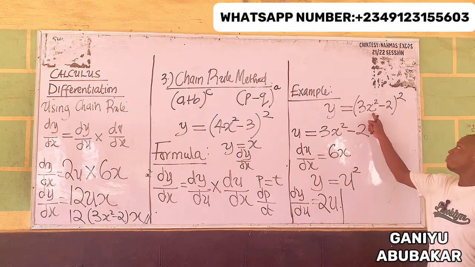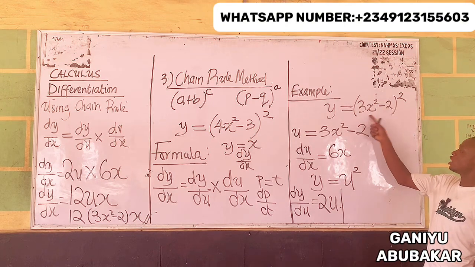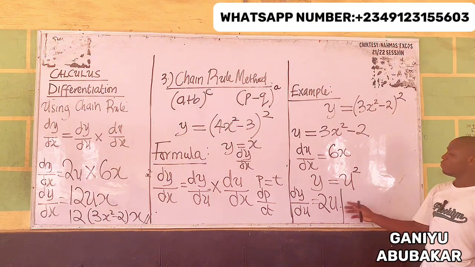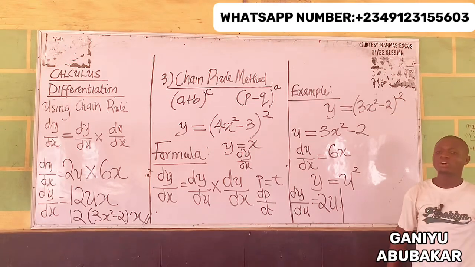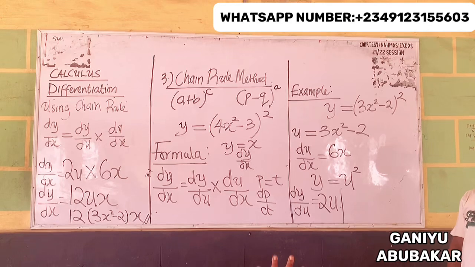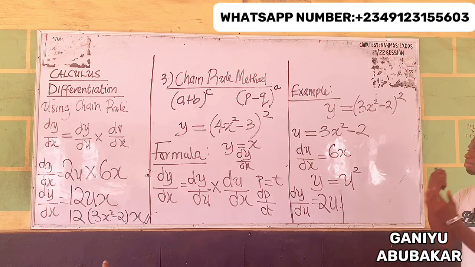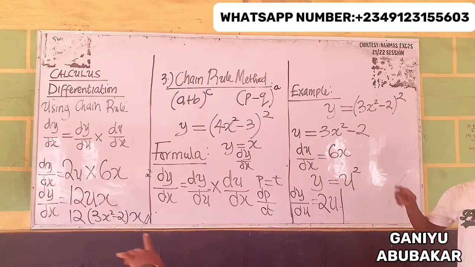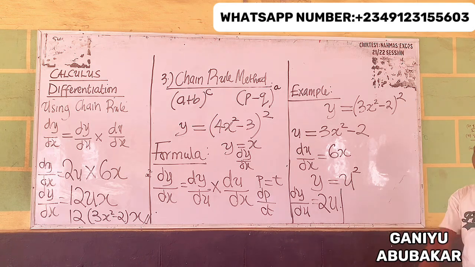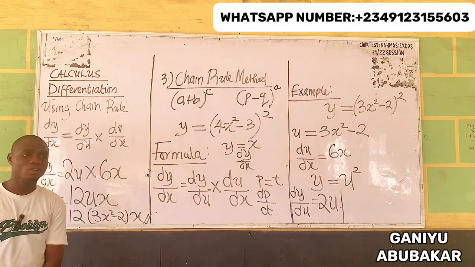So first task, bracket u, differentiate. I have y equal to, we'll just call this one u, then the square. Differentiate, I have this formula. Let me show you a shortcut, please. Let's do the shortcut. Copy down.